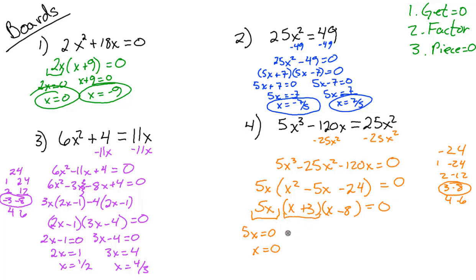This guy, let's set that equal to 0, and yes, it gives us negative 3. And this one, x minus 8 equals 0, will give us x equals 8. And indeed, look at that. We have 3 answers that work in number 4. Good. Let's look at the next section.